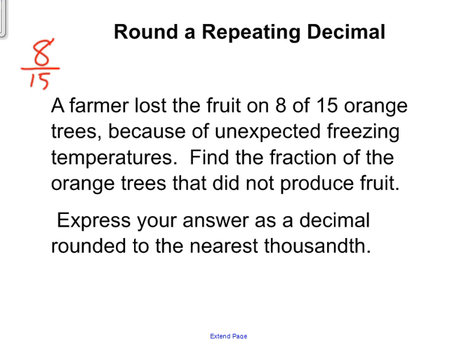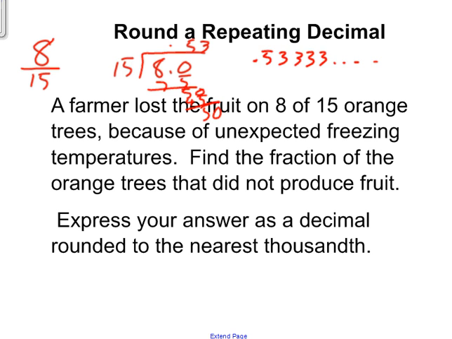So I'm going to write that as a decimal. I'm actually going to do the division. 15 will go into 8, 0 times. Or 15 will go into 80 5 times. 15 will go into 50 3 times. And I can see that it's 0.53333, and so on. My 3 repeats.